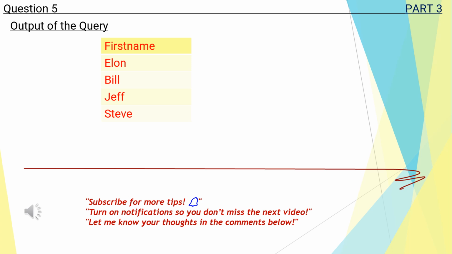Here is the output of our query. As you can see, we have successfully extracted only the first names from the full names.